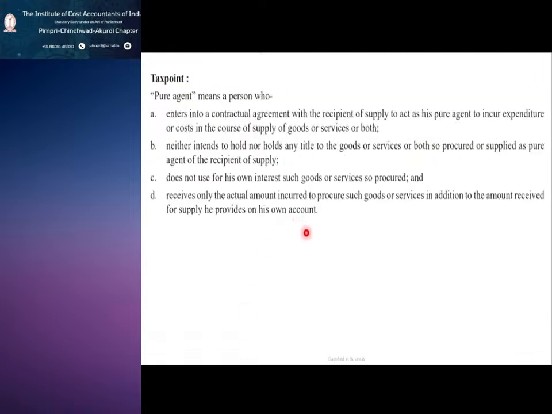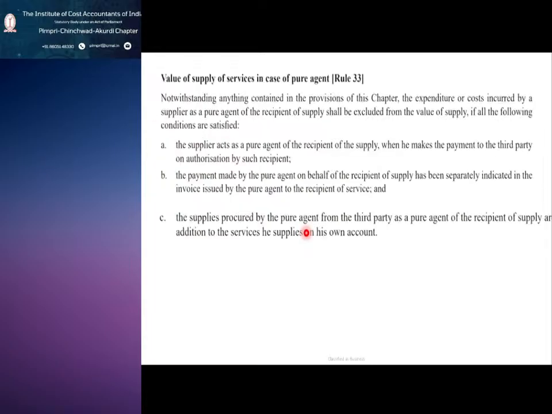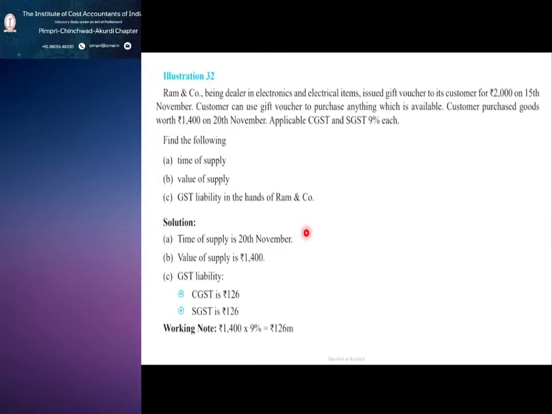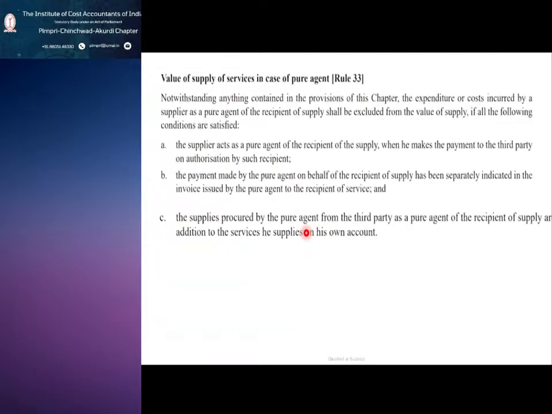Pure agent means who enters into a contractual agreement. Rule 33. So we have seen Rule 32, the specific supplies. So how are we going to calculate the taxable value for the specific goods or services? Now we are into Rule 33. It is particularly for pure agent.